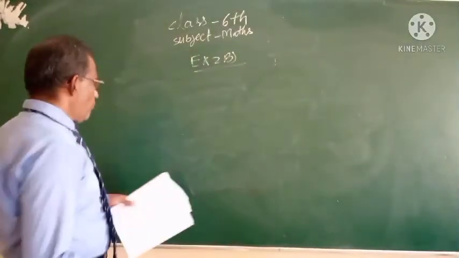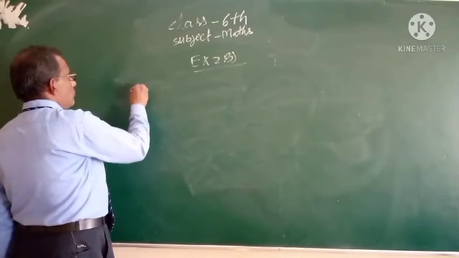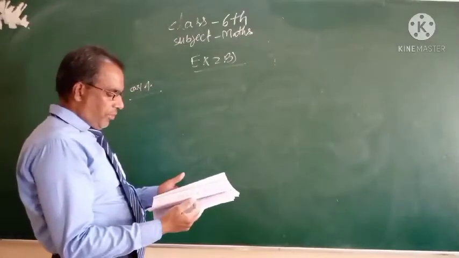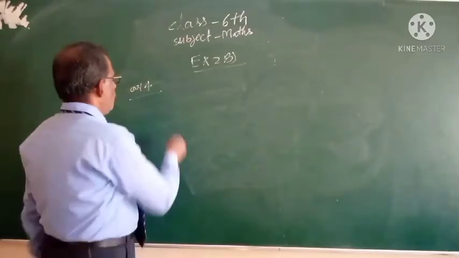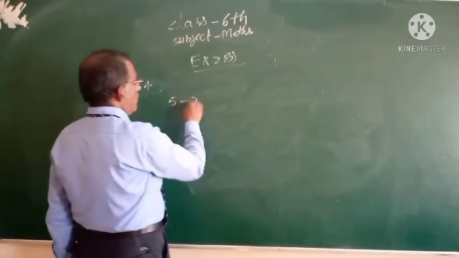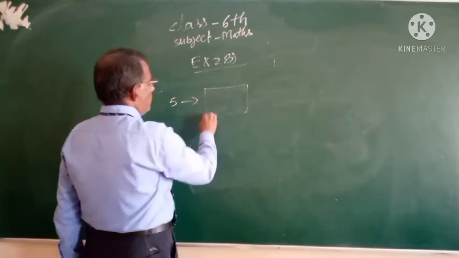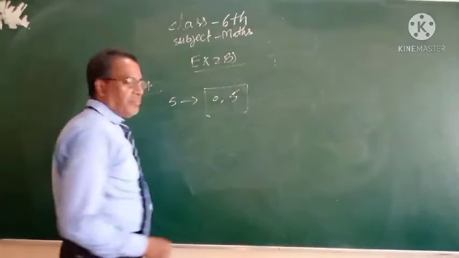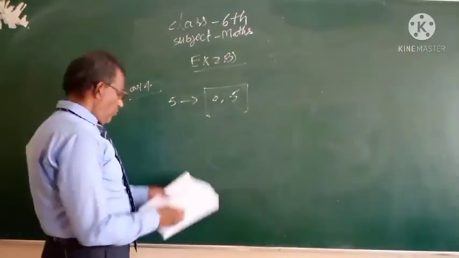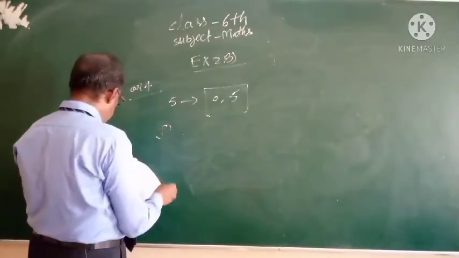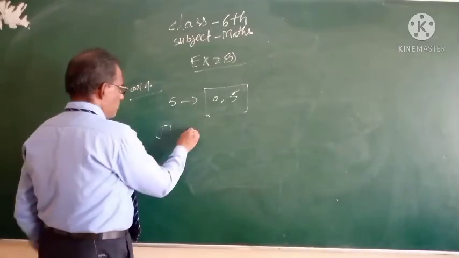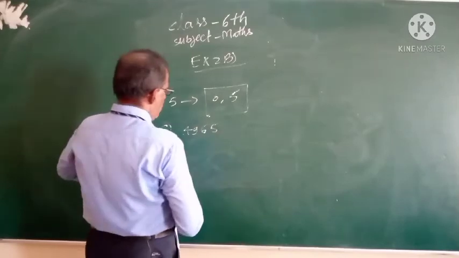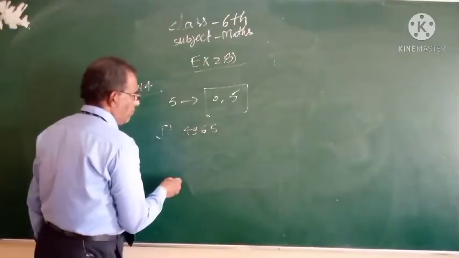Question number 4. Test the divisibility of the following numbers by 5. Divisibility by 5 depends on the last digit of a number. If the last digit is 0 or 5, then that number is divisible by 5. For example, 4965. Since the last digit is 5, 4965 is divisible by 5.